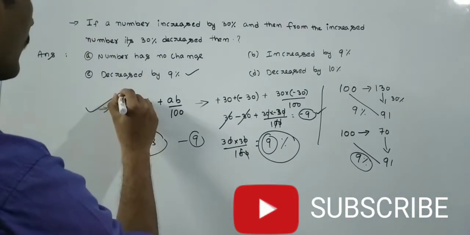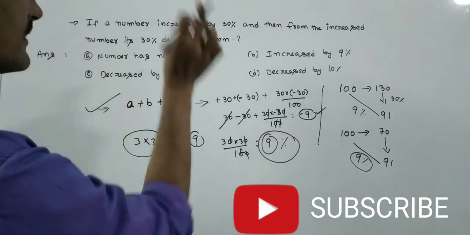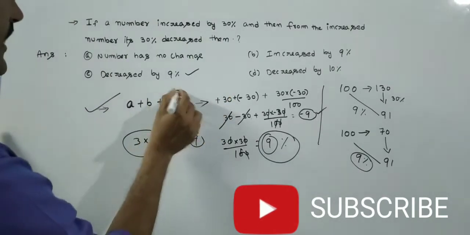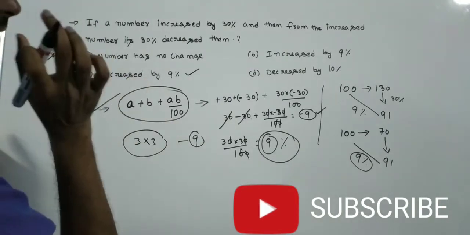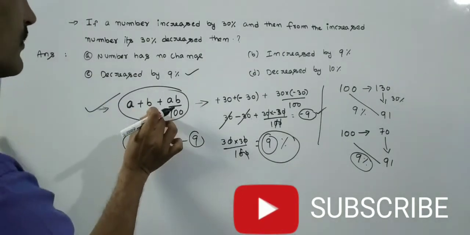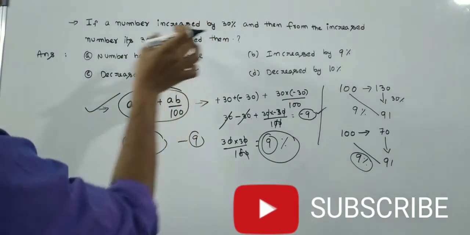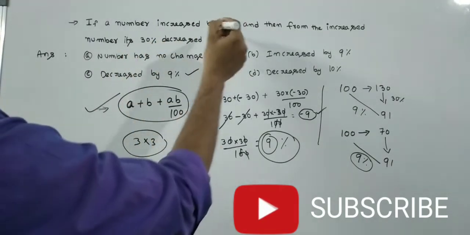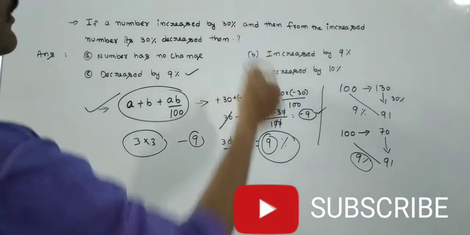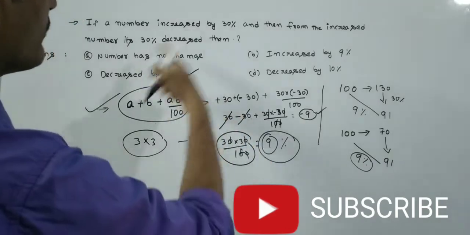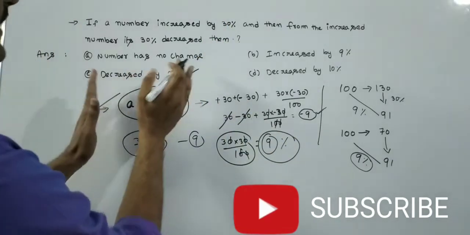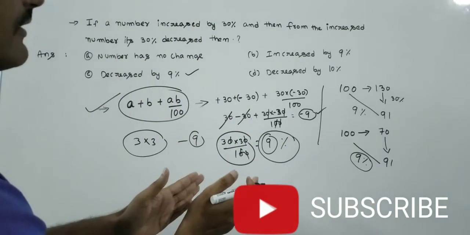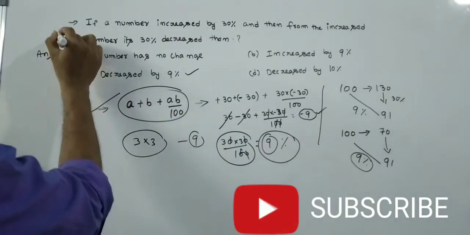This formula is also not required. If the percentages are different, then we can go to this formula. If the percentages are different, then we will go to this formula. If the percentages are the same, then straight away we will go to this: 30 into 30 by 100, 3 into 3, 9, 9% decreased, because it is always less than the original number.